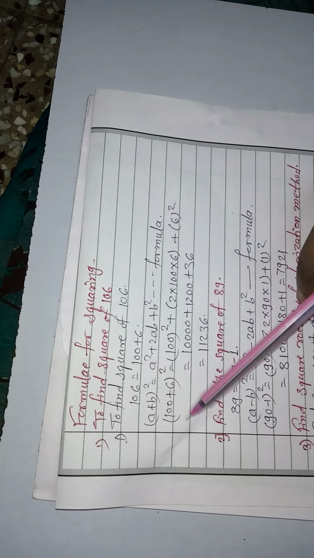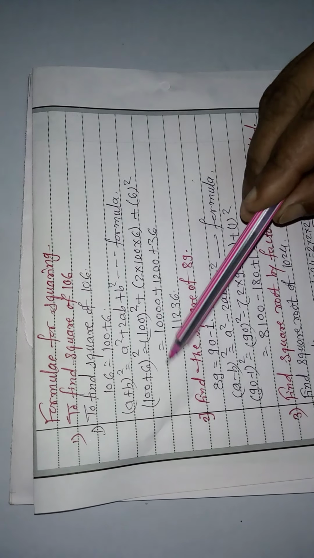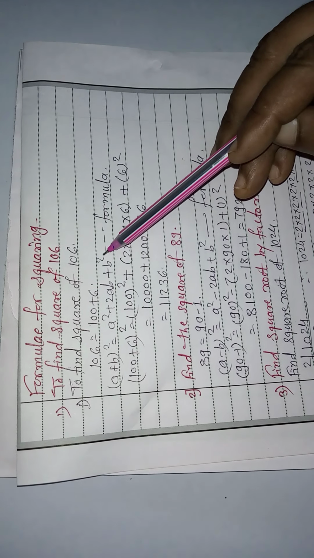106 is equal to 100 plus 6. Now we use this formula: (100 plus 6) whole square. Therefore 100 square plus twice into 100 into 6 plus 6 square. Therefore 10,000 plus 1200 plus 36 is equal to 11,236. This is the square of 106 by the use of the formula (a plus b) square is equal to a square plus twice ab plus b square.